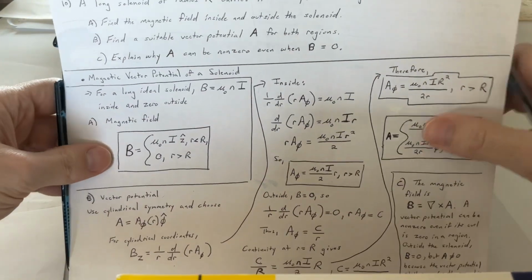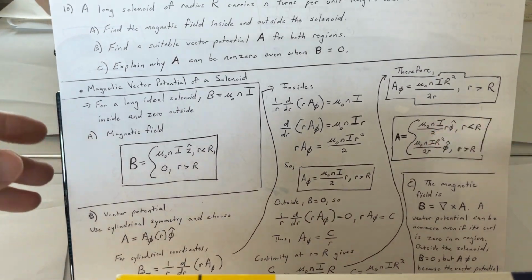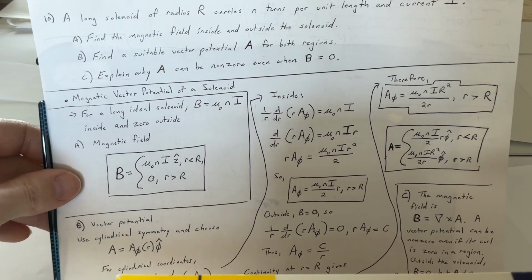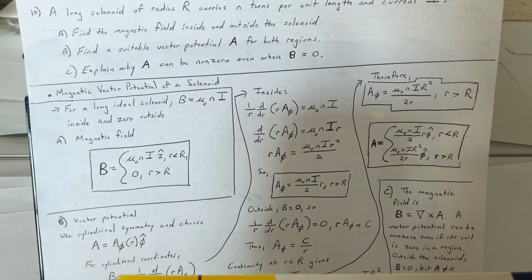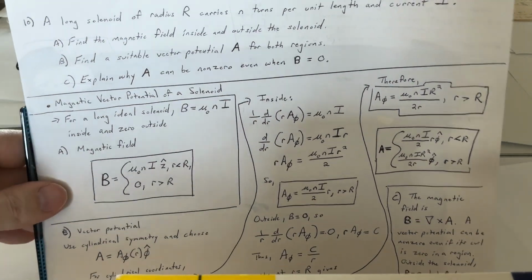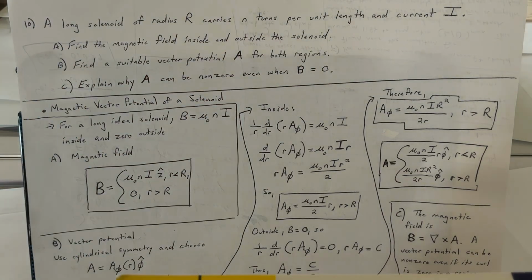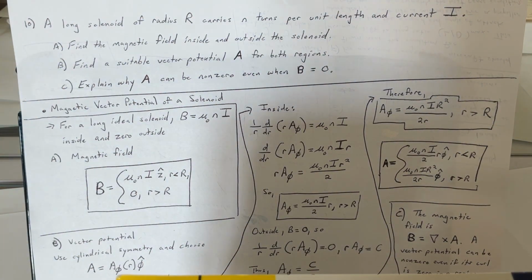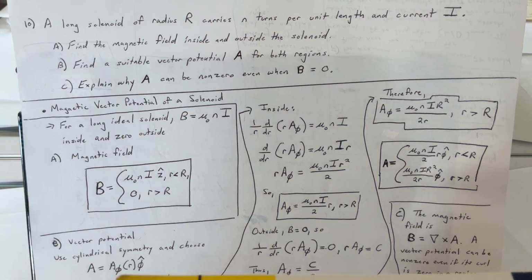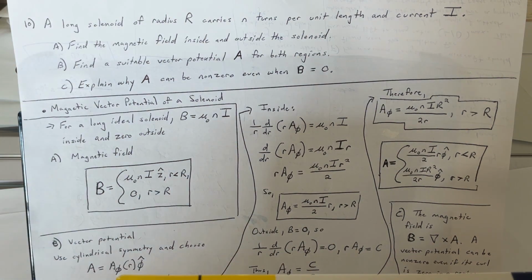Number 10, a long solenoid of radius R carries n turns per unit length, and the current here is I. We want to find the magnetic field inside and outside the solenoid.